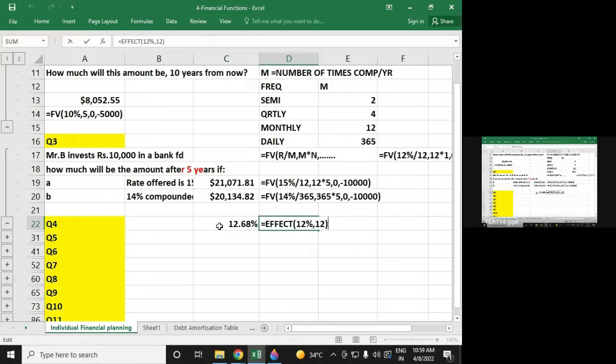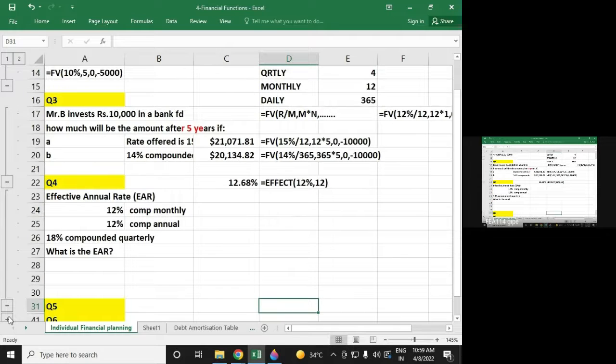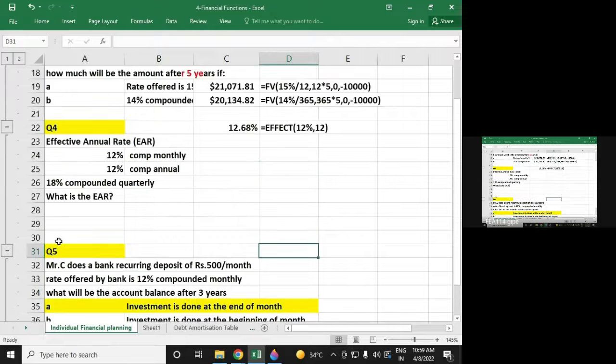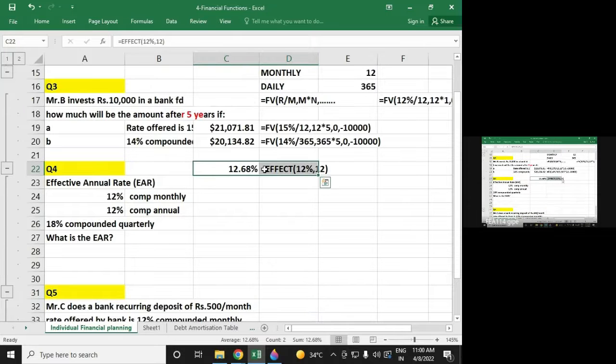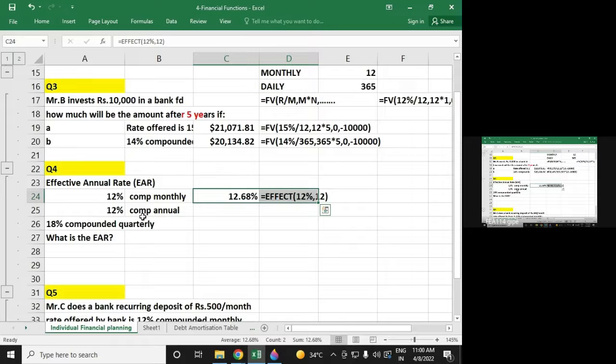Solve question number 4 and 5. Sorry, 4, not 5. 4 number question करिए आप. 12% कंपाउंडेड मंथली का इफेक्टिव रेट है 12.68. 12% कंपाउंडेड एनुअल का इफेक्टिव रेट तो 12 ही है, वो तो कुछ चेंज नहीं हो रहा. अब आप निकालिए 18% कंपाउंडेड क्वार्टरली का ईआर क्या है. How much is the ER for 18% compounded quarterly? Q4 में नीचे क्वेश्चन है.